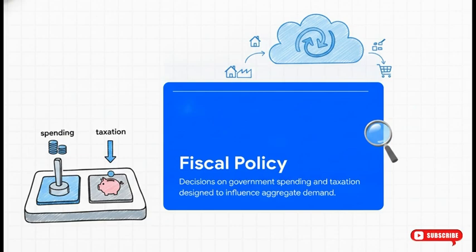Basically, fiscal policy refers to the deliberate decisions a government makes regarding its spending and taxation, specifically designed to influence what economists call aggregate demand. Think of aggregate demand as the total engine thrust. It's the combined total demand for all goods and services inside a country. To actually steer this demand, the government relies heavily on two main levers sitting right there on the console, the spending lever and the taxation lever.